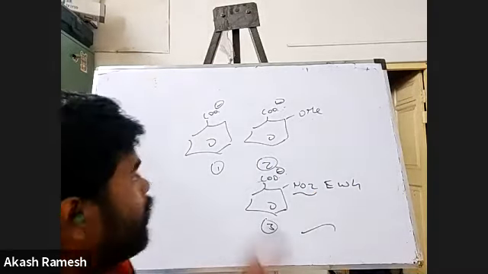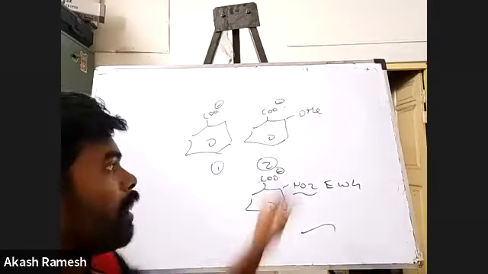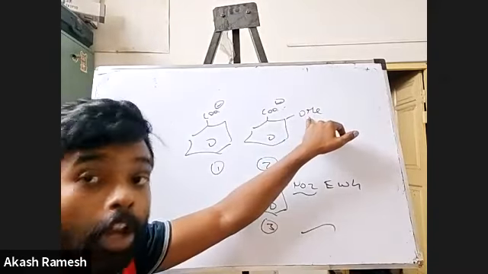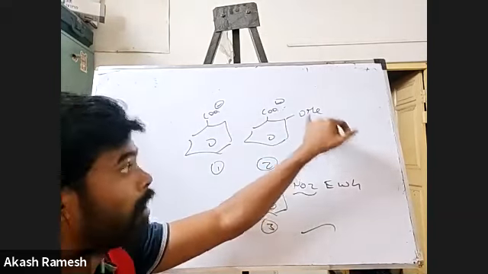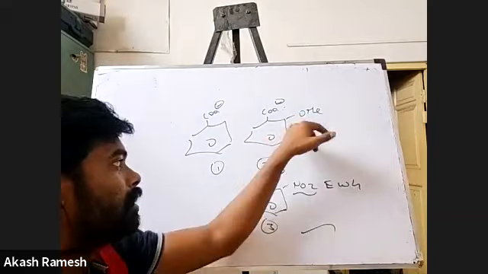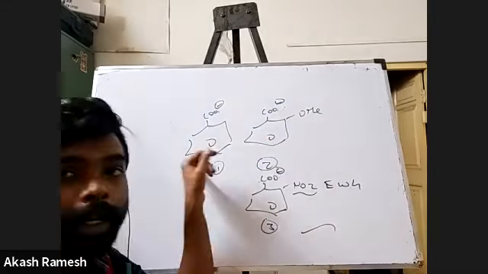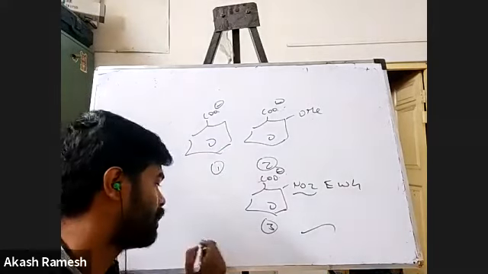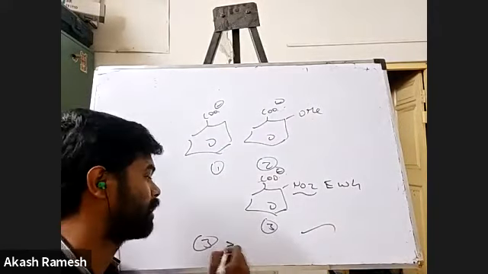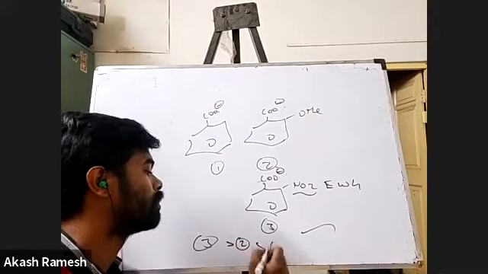Now when I compare these two, I have OMe, which is an electron donating group. So I expect this to be less acidic compared to this. But you know what I see in reality? I see that 3 obviously is more acidic, then comes 2, then comes 1.